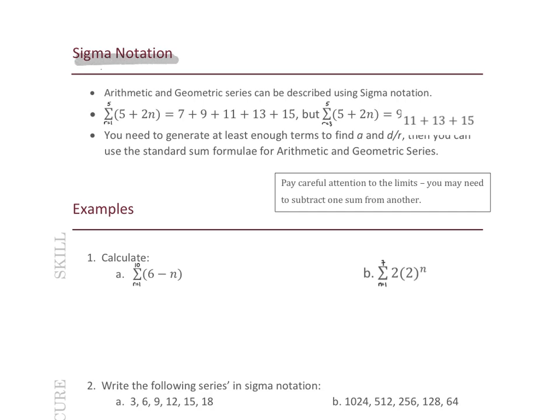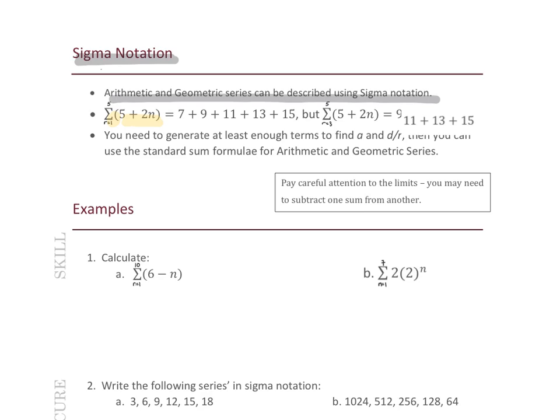So that's your title. If you take your notebooks or your folders, wherever you're writing these notes, your title is sigma notation. Then we're going to be moving on to the notes section. Arithmetic and geometric series can be described using sigma notation. Sigma notation is what the name of this Greek letter is, and it is how we can convey certain things about a sequence. Now, sigma means sum, and so what this means is we are doing the sum of this sequence here.